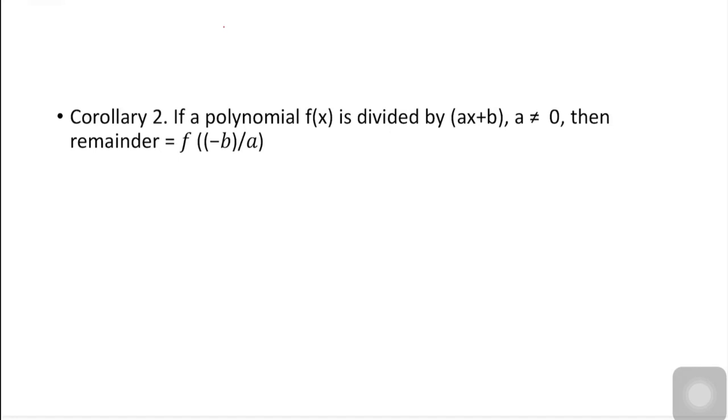Okay guys, so now we'll discuss corollary 2 of the remainder theorem. For example, let's say we have any polynomial f of x, and we want to divide it by ax plus b. Then this corollary says that the remainder of that division would be f of minus b by a. So first let's try to prove that.